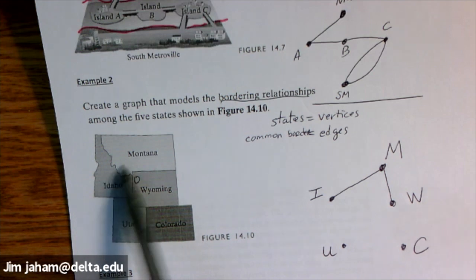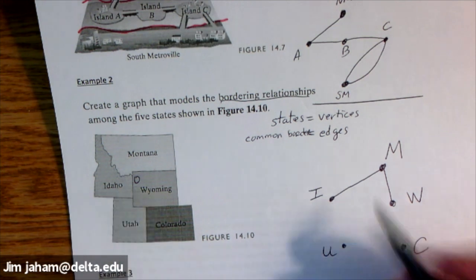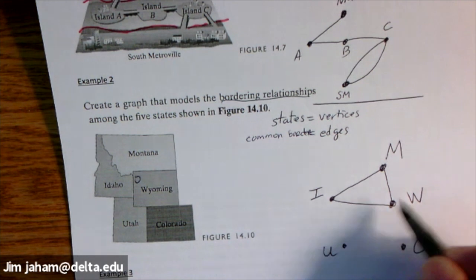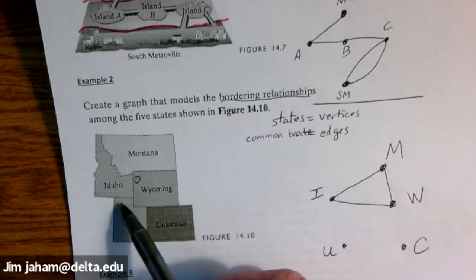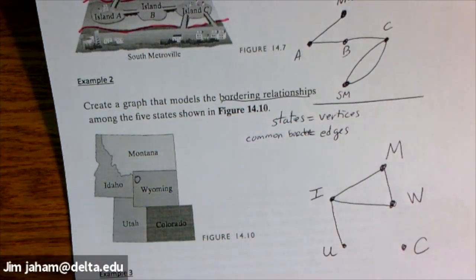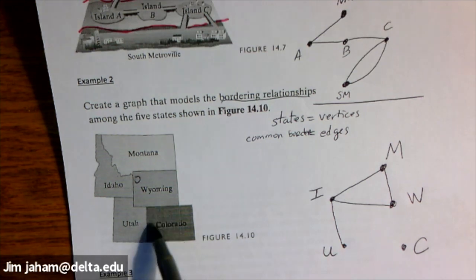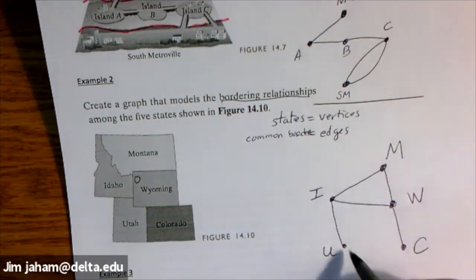All right, let's go over to Idaho. We've already got the edge between Idaho and Montana, but you can see this border on Idaho and Wyoming. So Idaho and Wyoming are connected together because they have a common border. Idaho also has a common border between itself and Utah, so we're going to draw an edge between Idaho and Utah. Colorado has a common border with Wyoming and with Utah.